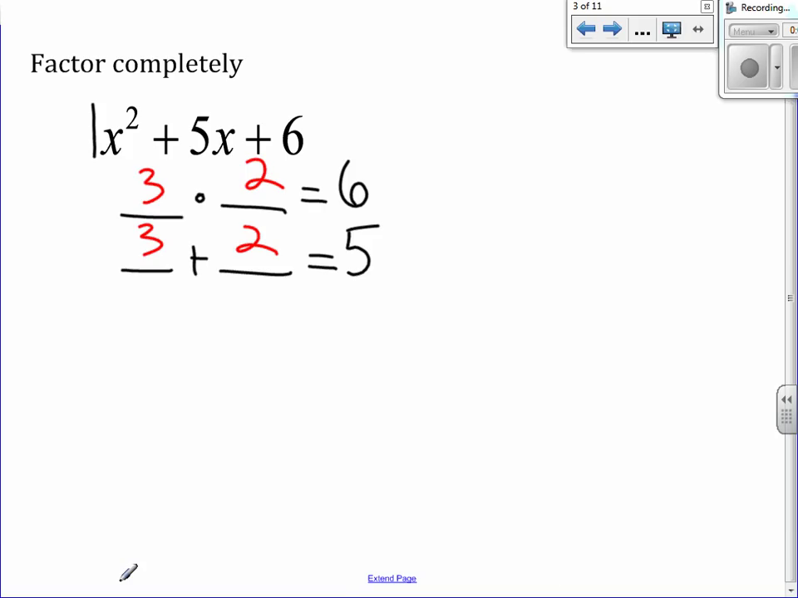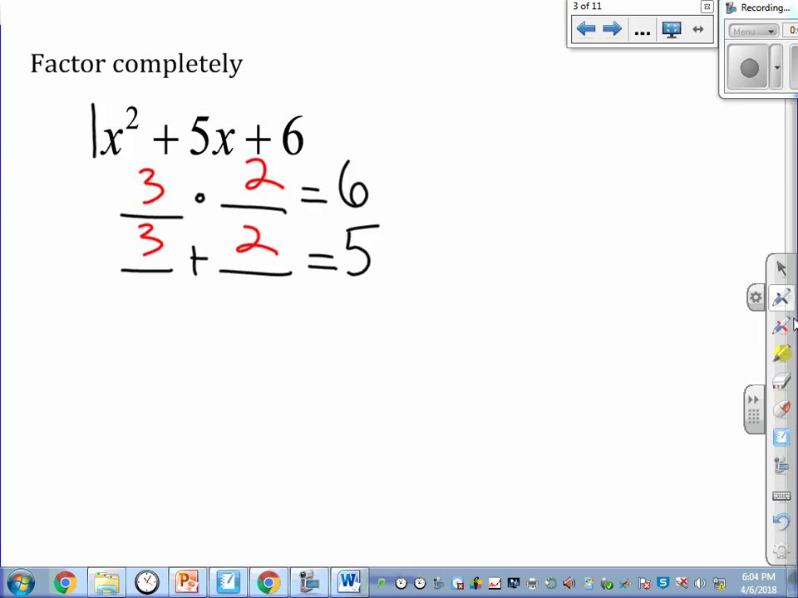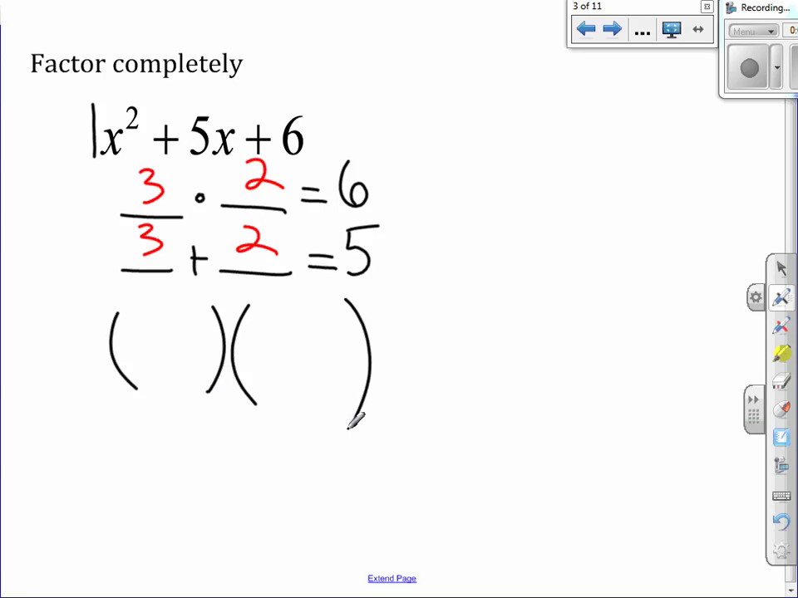Now, we're going to break up x squared as x and x. We do these two parentheses. X, x, and then these two numbers that we used to find what multiplies to 6 and adds to 5 drop down into our parentheses. Positive 3, positive 2. We factored. We're done. That's it.